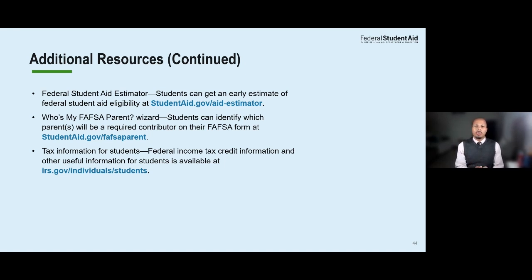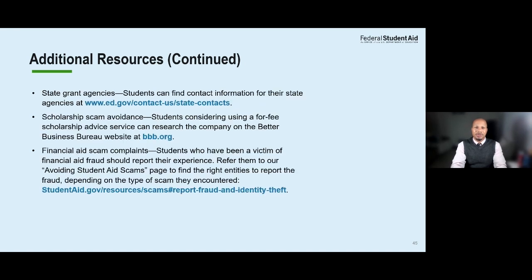And you can also check out our wizard at studentaid.gov/FAFSAparent. We do have tax information for students that are currently taking out any type of federal student loans or federal student loan programs. We have that available via the IRS at irs.gov/individuals/students. Lastly, there's information as it relates to the state grant agencies. If you're looking to figure out what kind of grants your state offers, you can visit the link that's on your screen.